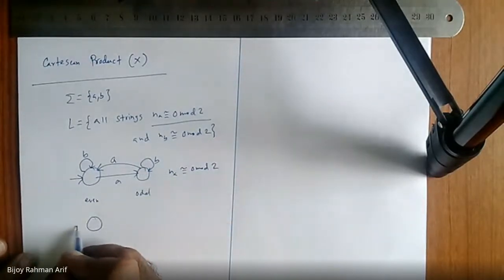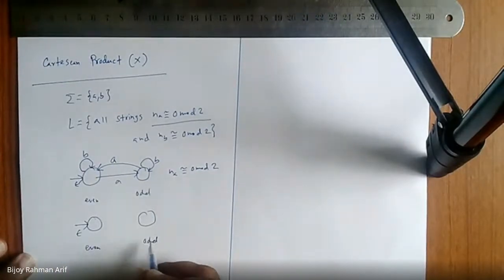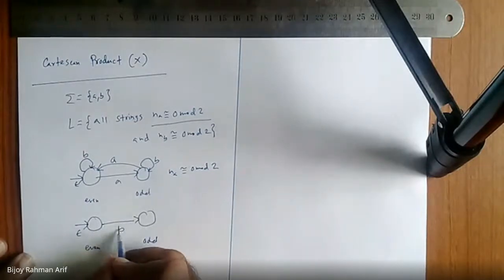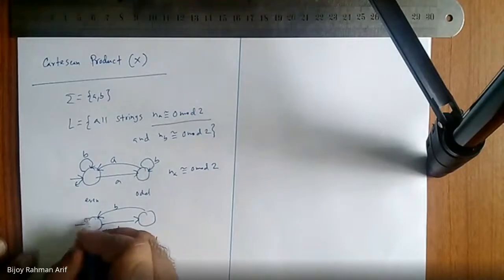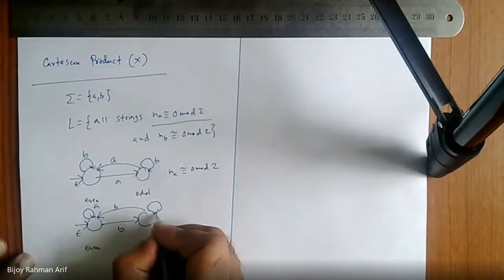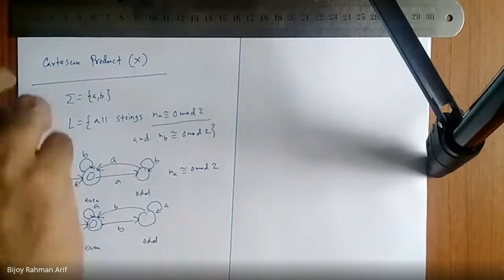Again, this is the even. This is the odd. Seeing B, I would go to odd. After seeing another B, I would come back to even. I don't care about A. So let's number this. This is the final state.